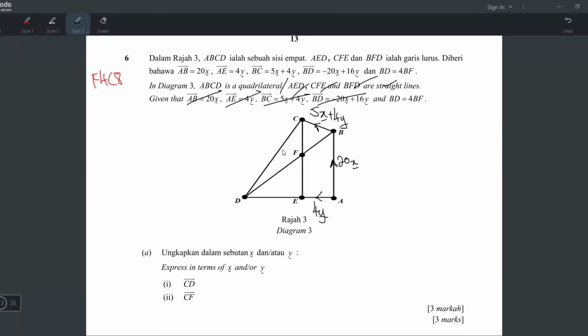Okay, next one, BD. Oh, like that BD. So I think for this I will draw extra line. Because dia punya F kacau kan.